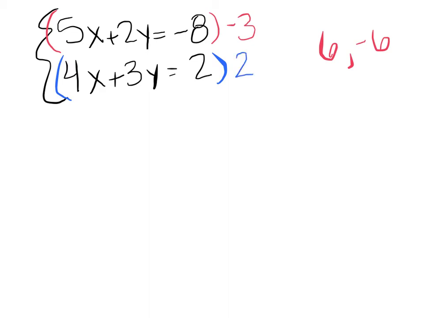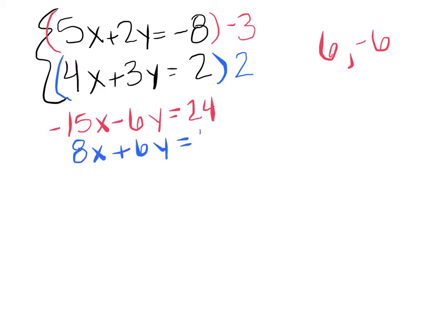So the first equation, when we multiply it, we get -15x minus 6y equals 24. And the second equation, if we multiply that, we get 8x plus 6y equals 4. Now we can check. Do we have opposites now? We do.